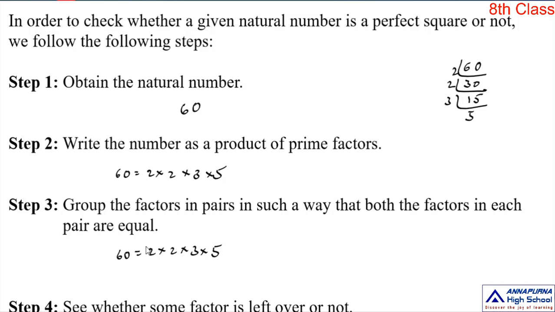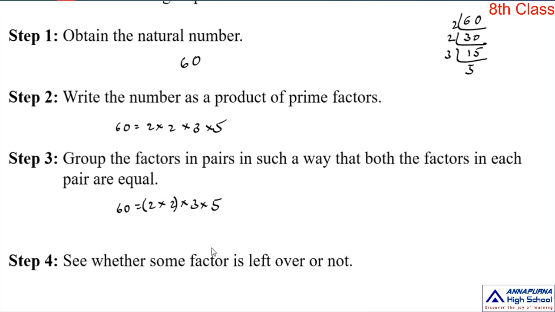Now group them. Yes, these two factors are the same, so let us take one group. But in this prime factorization we have two more factors, and these two factors are not equal, so we can't take these two factors as one group. Now is there any factor left over? Yes, two factors are left over. 3 is there and 5 is there.